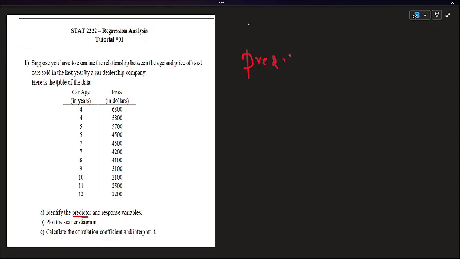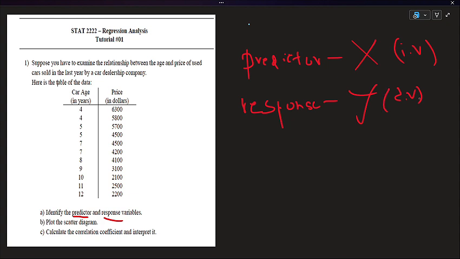Sometimes you can see this in question papers. Predictor means x, the independent variable. Then the other word is response. This terminology doesn't matter much, but if you know it, it's really good for your knowledge. Response means the dependent variable, right?